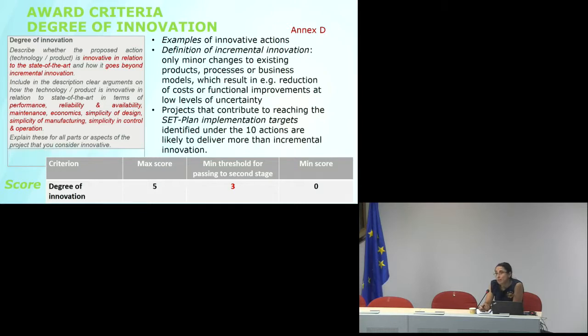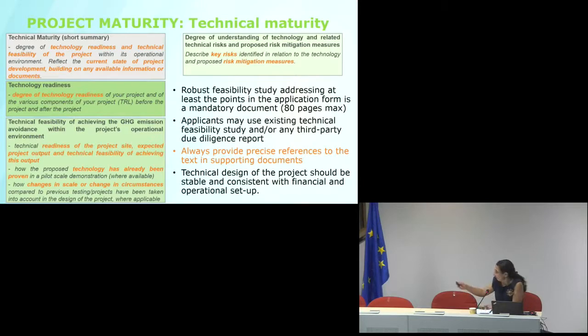Please read Annex D for examples of innovative actions. Also, the definition of incremental innovation is given there. I won't dwell on that because Christian already explained it. And just here, a possibility to link your project with achieving the objectives of the SET Plan, one of the 10 actions of the SET Plan, and it is quite likely that projects which can help the implementation of the SET Plan are more than incrementally innovative. So I will pass the floor now to Roman, who is going to explain project maturity.